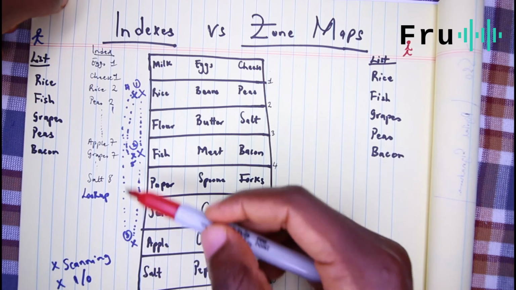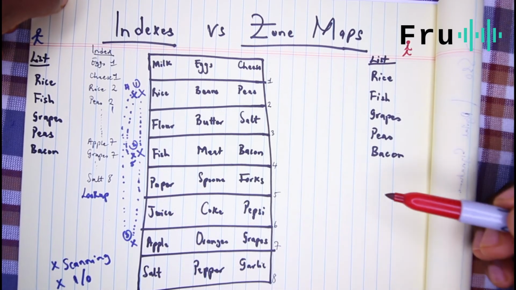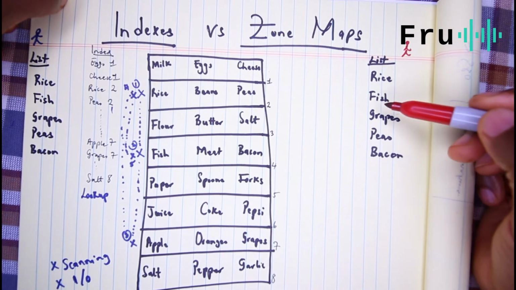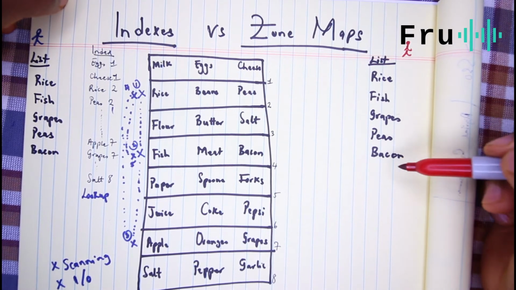This is not how it works. All right, this idea of indexes. So there is something different that people actually do. And what does that look like? So let's say we need rice, again, fish, grapes, peas, and bacon.